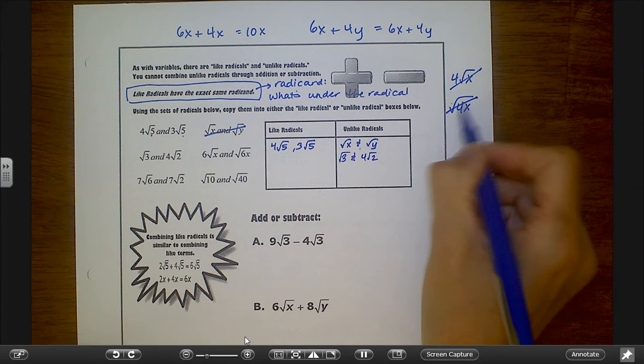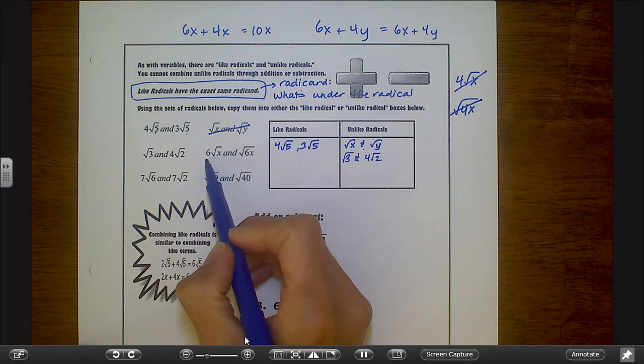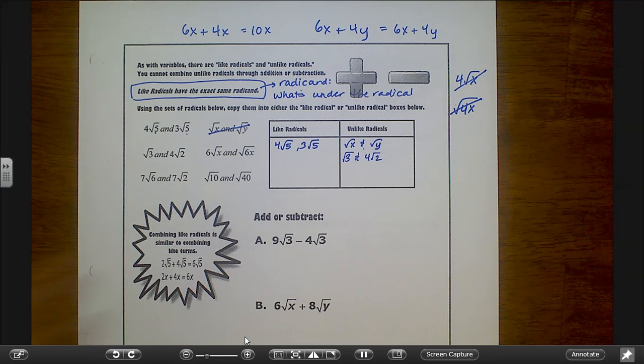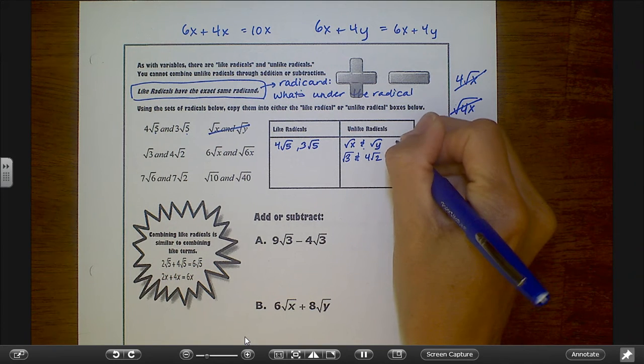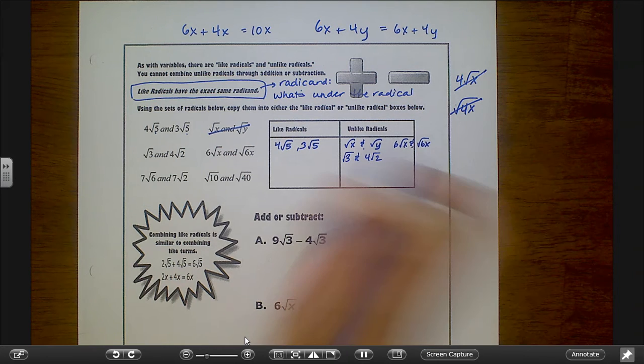Ooh, I just kind of did that with the 4s. And I said those are not the same. Because yes, here's an x and there's a 6. And here's an x and there's a 6. But this 6 is on the outside. That one's on the inside. So that does not work. So 6 rad x and rad 6x go in unlike.